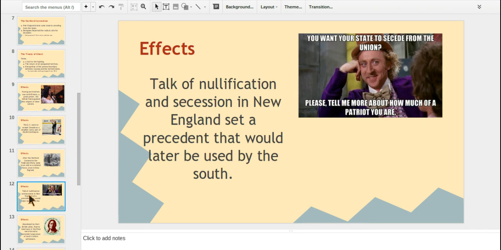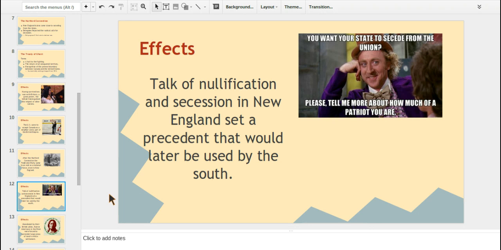Then on the next slide, we talk about the nullification and secession in New England. The talk of nullification and secession in New England set a precedent that would later be used by the South. I have a funny little meme up here with the Willy Wonka guy saying, "You want your state to secede from the Union? Please tell me more about how much of a patriot you are," and maybe sit down and have the kids think critically about this picture.